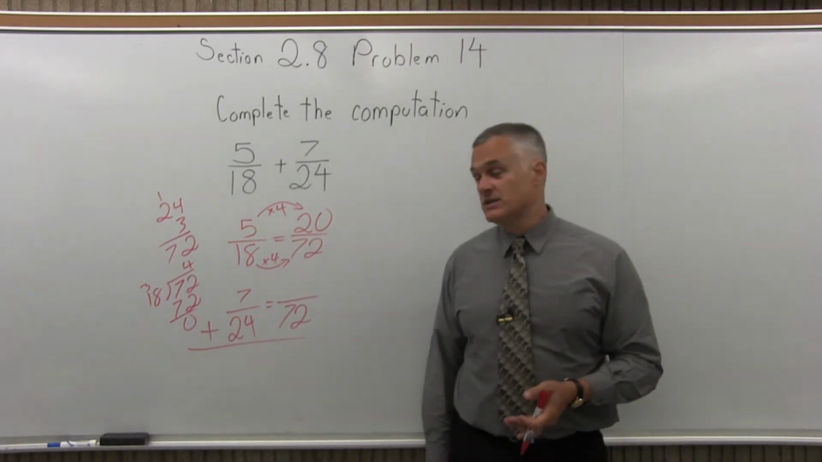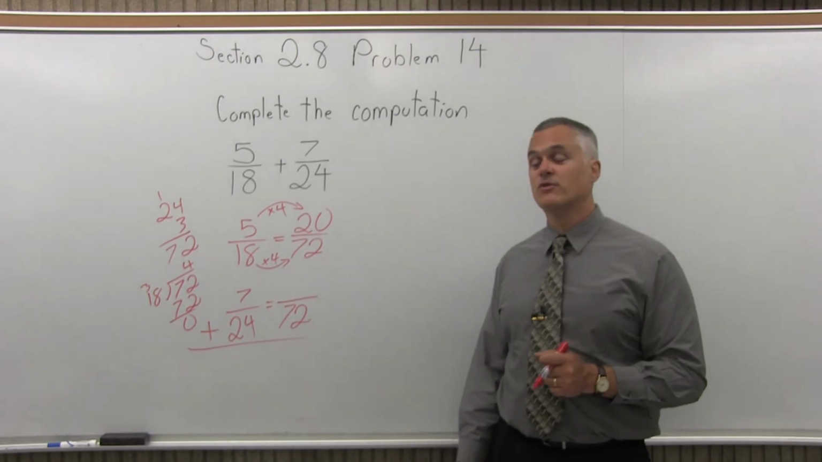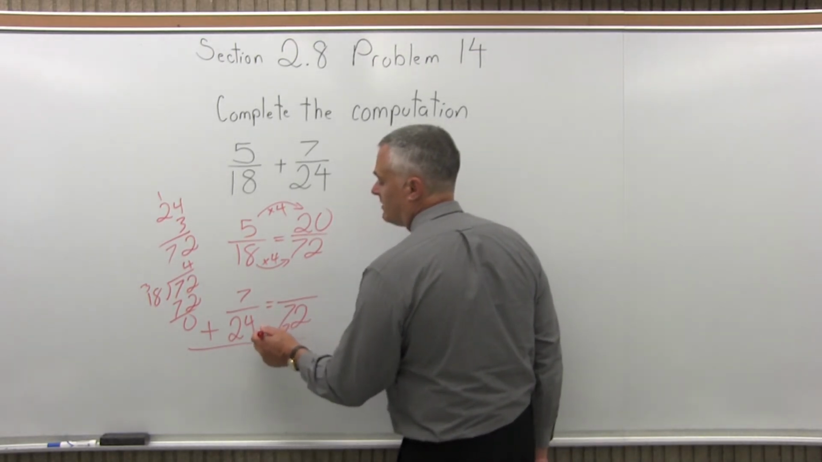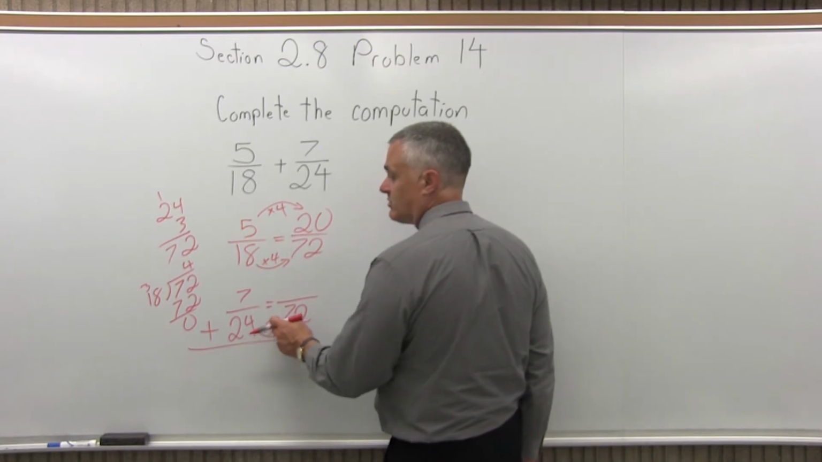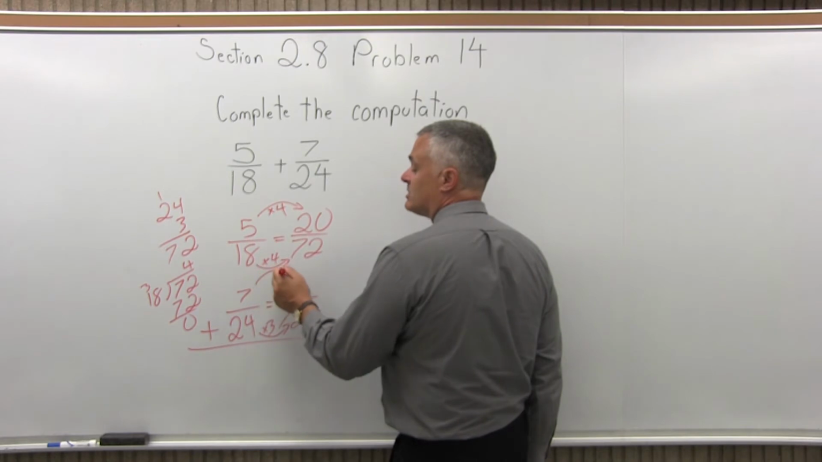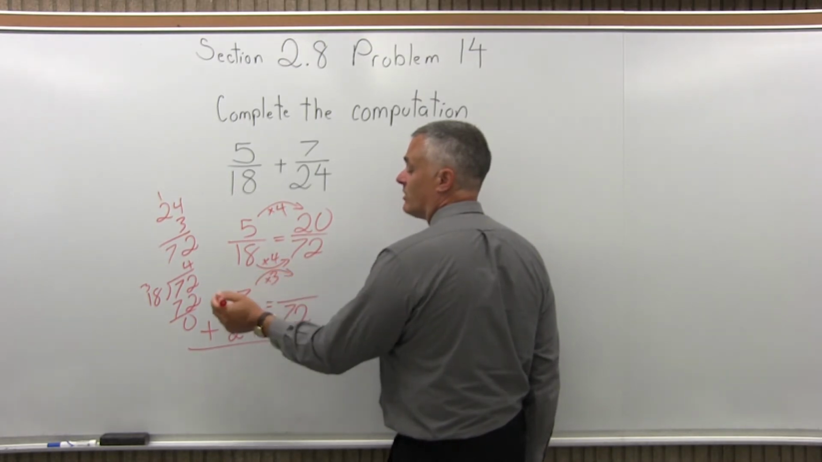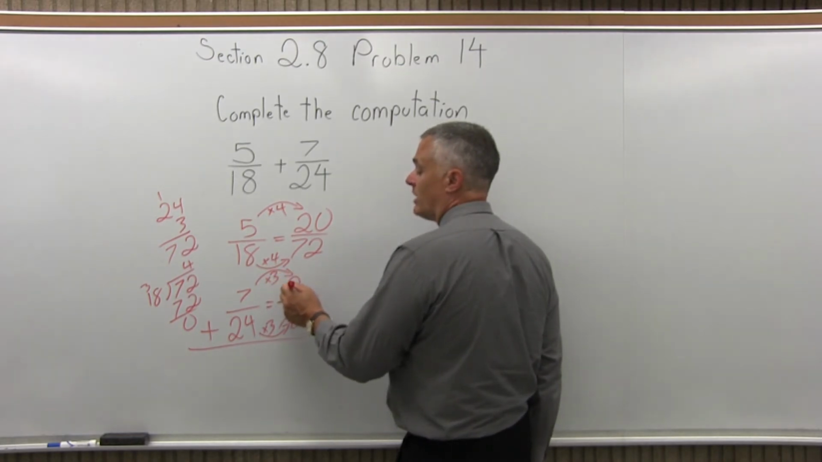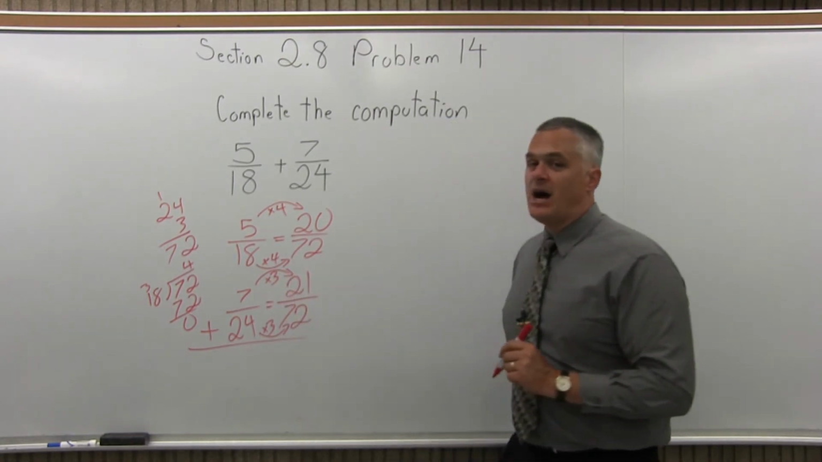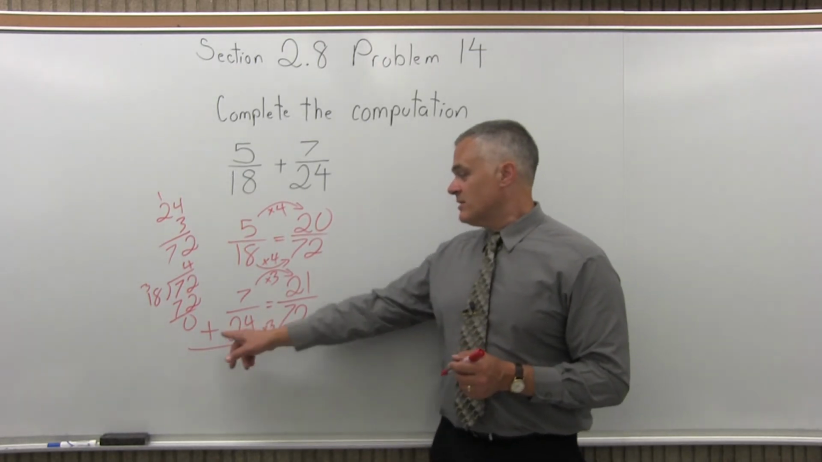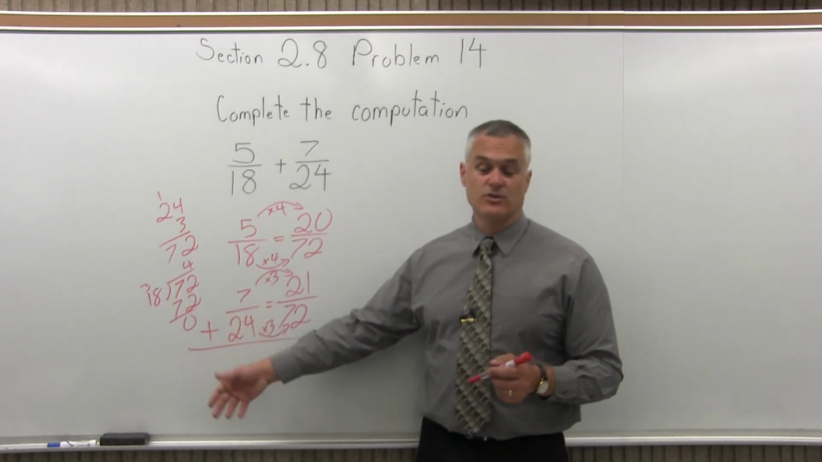Now let's do the same process with the other fraction, the 7 over 24. Again, 24 times some value becomes 72. It's times 3. And again, I have that work over here to prove that. So that times 3 has to be applied to the numerator also. 7 times that same amount of 3 will be 21. Now I can just go ahead and combine the numerators. I have a common denominator. This problem is an addition, so I'll just add the numerators together.